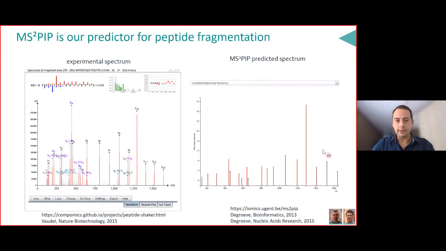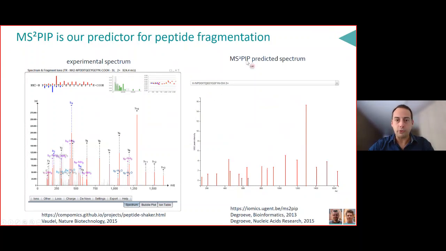So the first thing we did, and we started with this a long time ago, actually the first publication is from 2013, and the first actual version of this algorithm is from 2011, which is a very, very long time ago. And we called this MS2PIP, and it is a predictor for peptide fragmentations. So here is a typical example. This is the experimental spectrum as shown in the PeptideShaker tool. And then this view here is the annotated spectrum. So you can see it fragments really nicely. It has lots of Y ions, quite a few B ions.